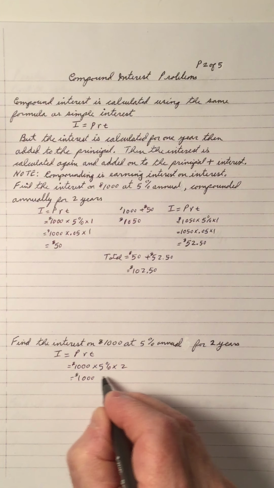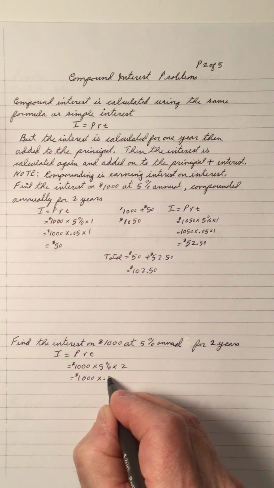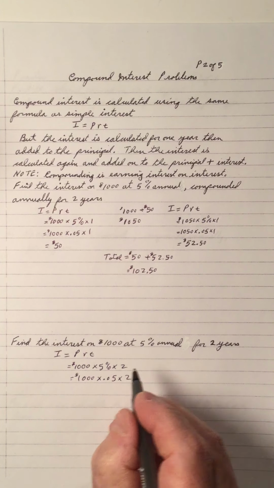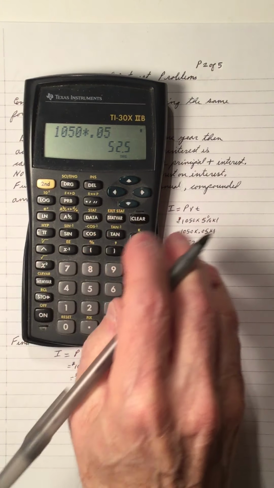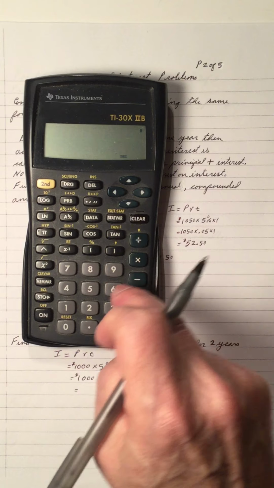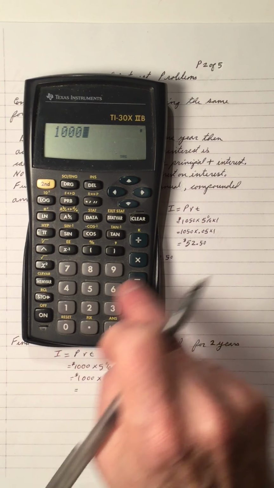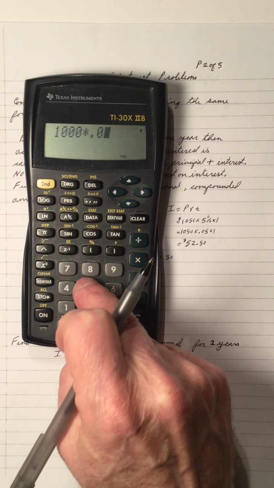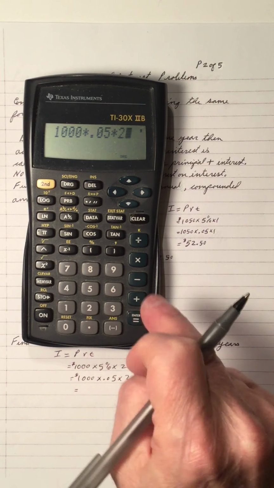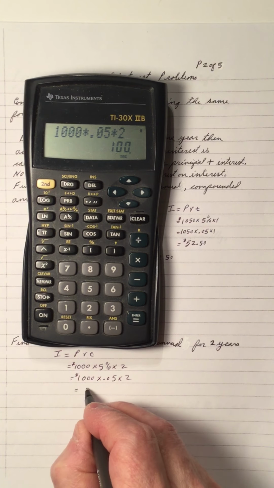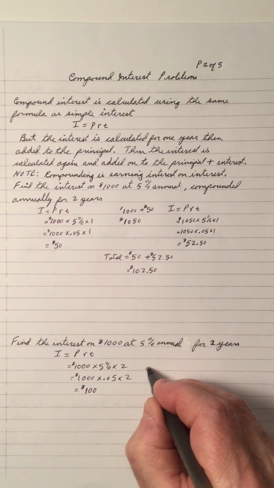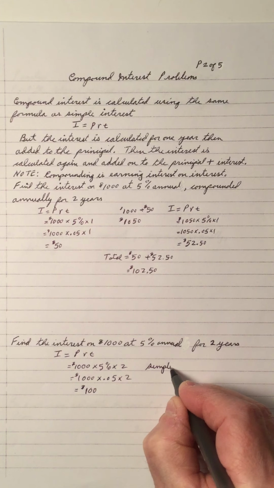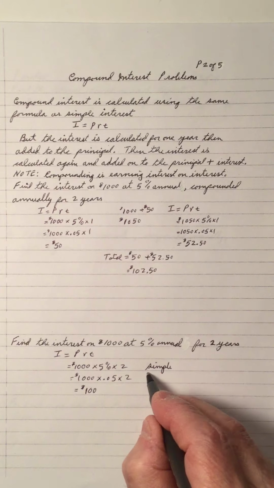So $1,000 times decimal 0.05 times 2. And if you work that with your calculator, you clear it. So I'm going to take $1,000 times decimal 0.05 times 2. And you note that you'll get $100. So this is calculating it with the simple interest. This is the simple interest, what we practiced earlier on in the last video.